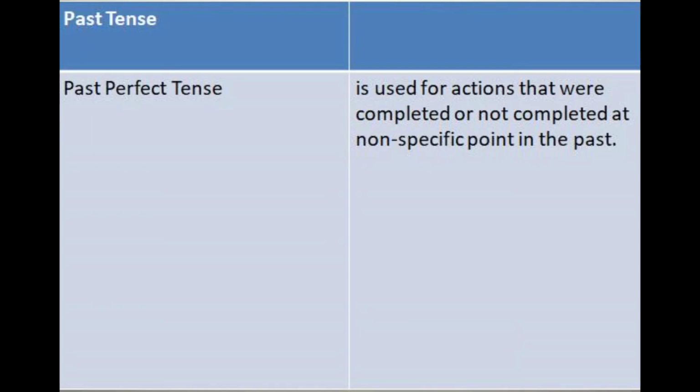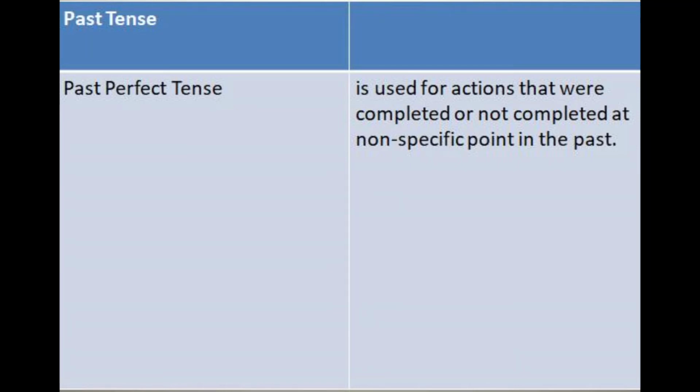Example, they hadn't departed yet. Hadn't is the reduced or contracted form of had not. I had taken my breakfast. You would use a sentence like this if we are telling a story about the past and you want to show that one action happened before another action.